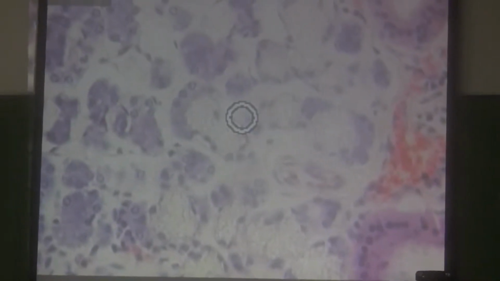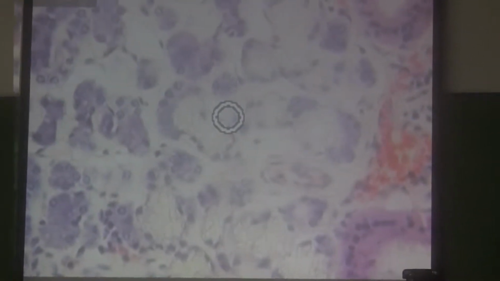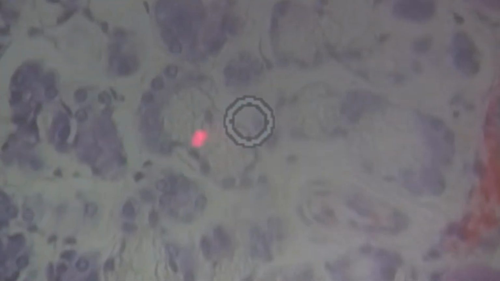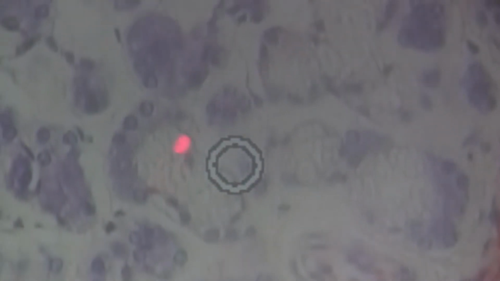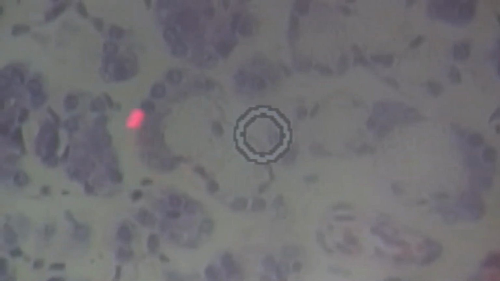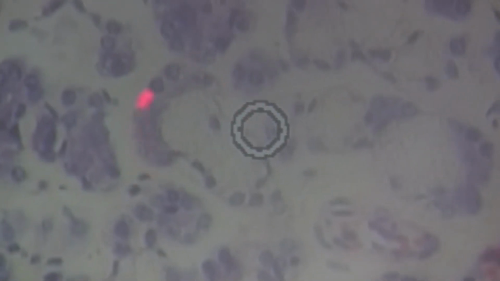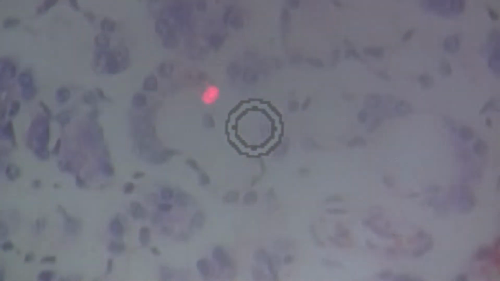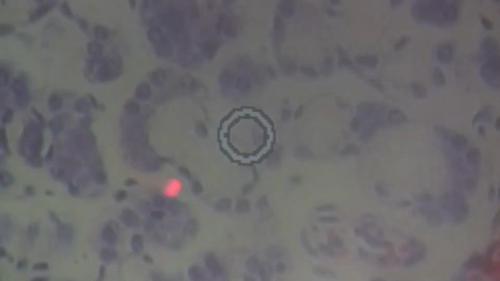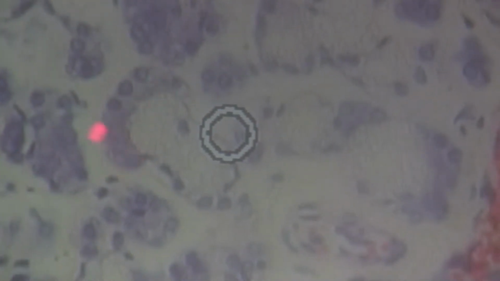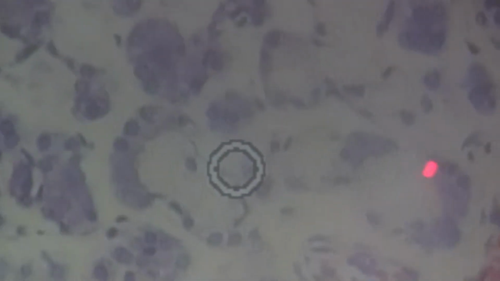This is a mix, mucus and serous. You see here clear areas, this is mucus. And at the periphery, there is a cap. The cap is a moon, a quarter moon. This is serous. So these are your serous demilunes, quarter moon, demilunes, or crescent, a crescent of Heidenheim.